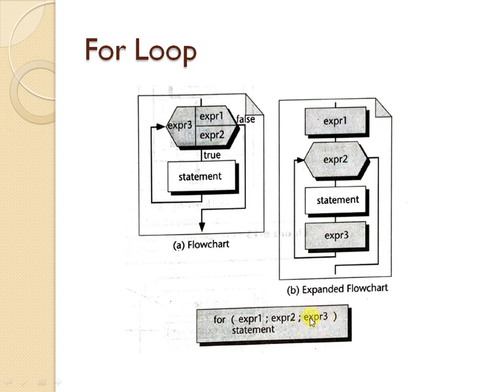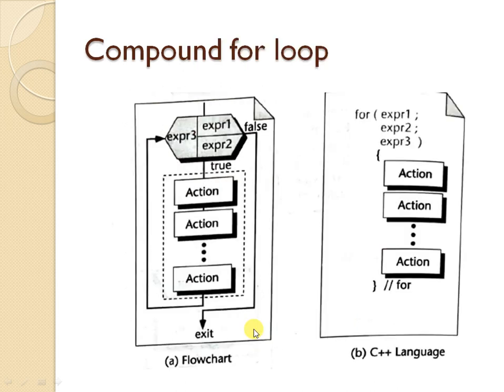Then expression 3 consists of whether I want to increment the value of a variable by 1, or by 2 or 3. That depends on the applicability of the code. So after mentioning the for loop, we mention the statement of this for loop. So it's a single statement and it's not a compound statement. So next we'll see how we can make a compound for loop.